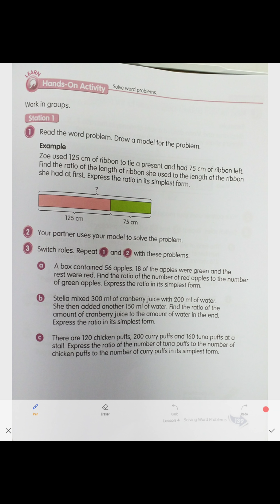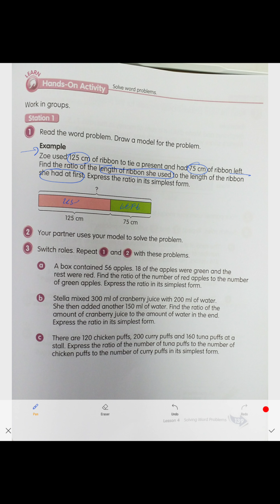Okay, next one. They give you an example over here. Zoe used 125 centimeter ribbon to tie a present, and she has 75 left. We need to find the ratio of ribbon she used to what she had at first.